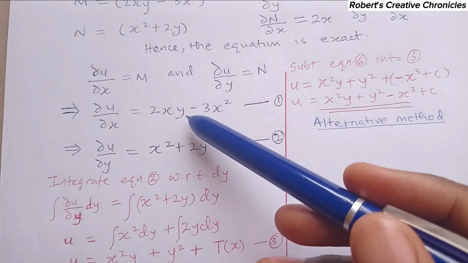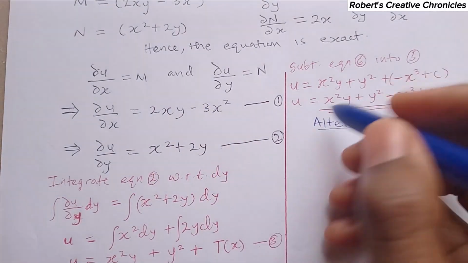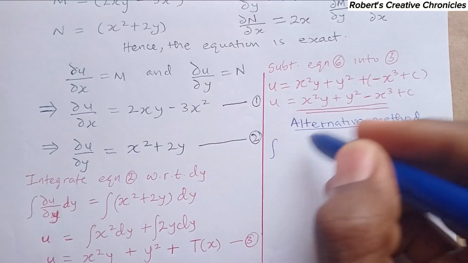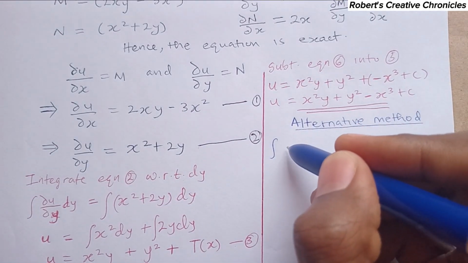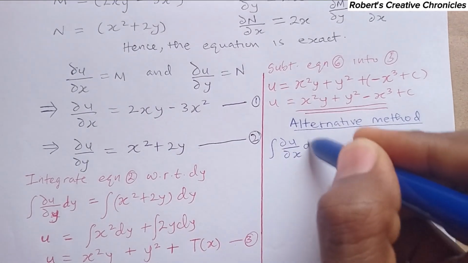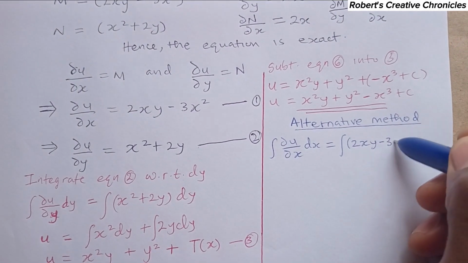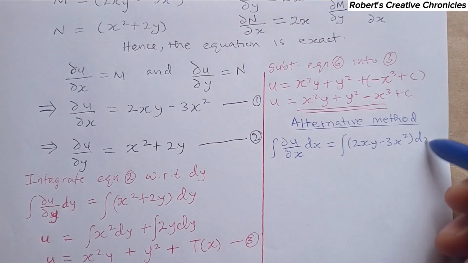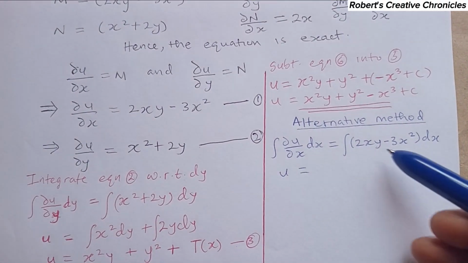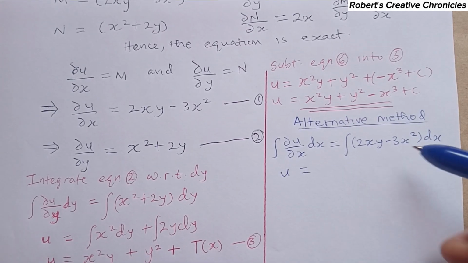Now we can also use equation 1. Now we will integrate equation 1 with respect to x. So it will be the integral of du over dx equals the integral of 2xy minus 3x squared dx. So now u equals, we integrate this with respect to x, which means y is a constant. We'll treat it as a constant.